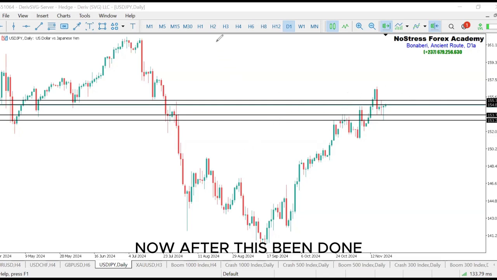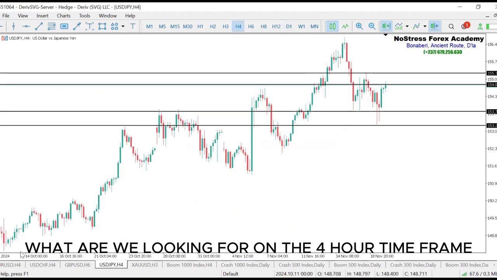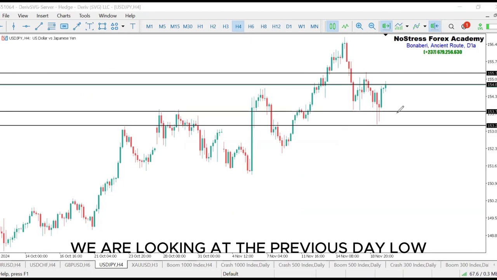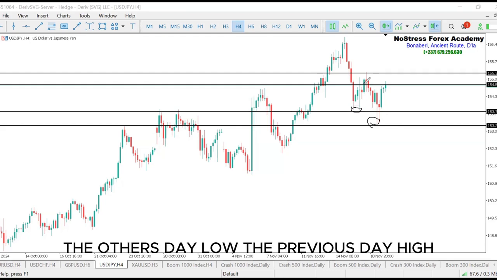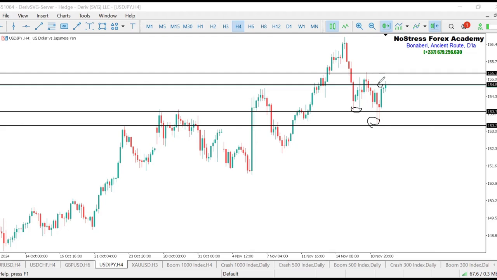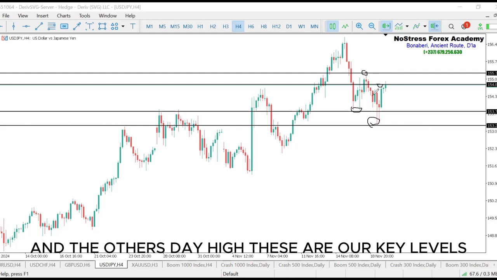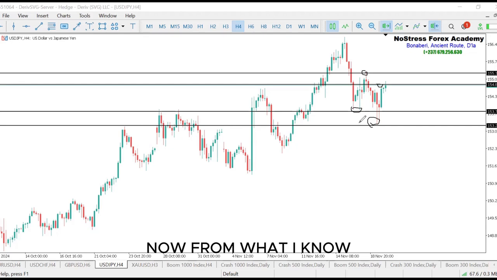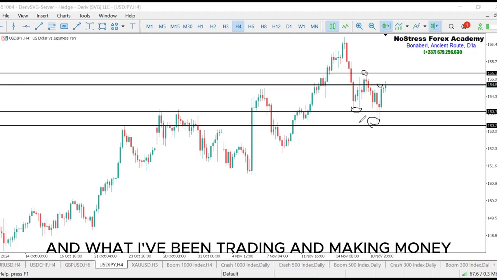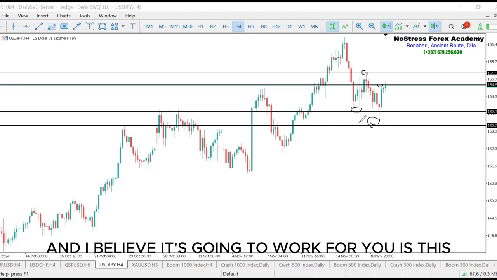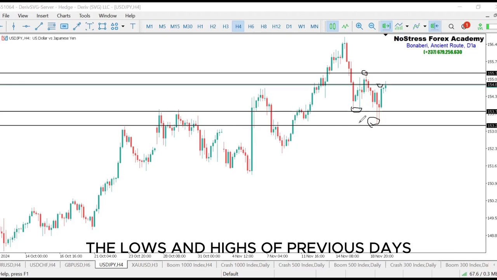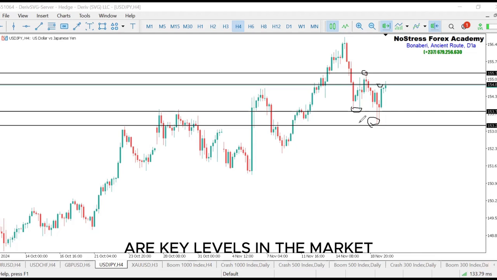Now, after this being done, we scale down to the 4-hour time frame. What are we looking for on the 4-hour time frame? We are looking at the previous day low, the other day's low, the previous day high, and the other day's high. These are our key levels. Now, from what I know and what I've been trading and making money, and I believe it's going to work for you, is this: the lows and highs of previous days are key levels in the market that price has to react to. That's 100%.